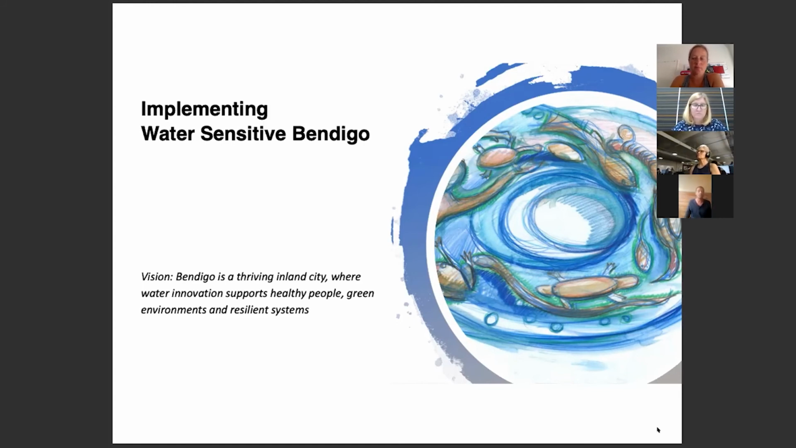We're very fortunate that the CRC did a great job in bringing all parties together and developed a vision and transition strategy. You'll see the vision below, where Bendigo is a thriving inland city, where water innovation supports healthy people, green environments, and resilient systems. I think we'll all agree that these are really important goals that could be applied anywhere in Australia, really, or the world for that matter. Next slide, please.